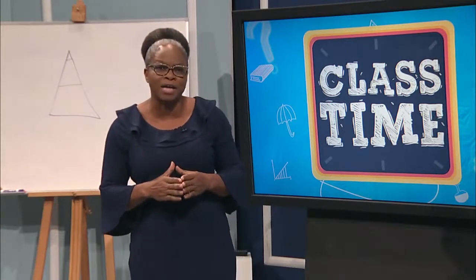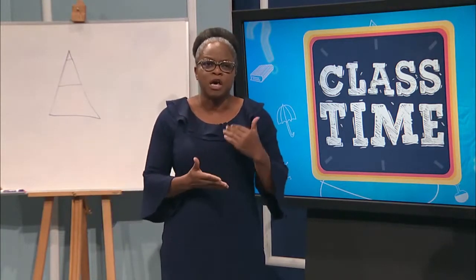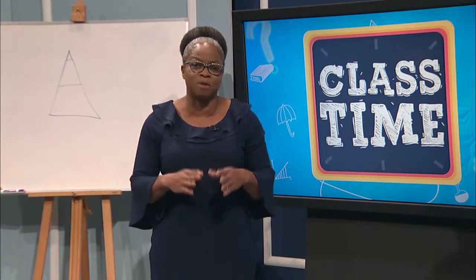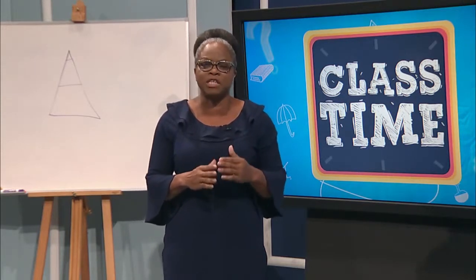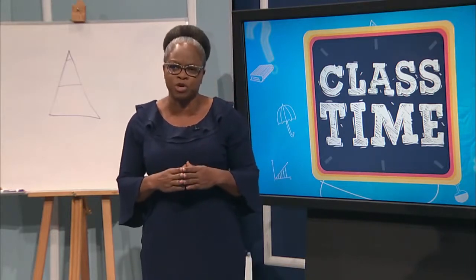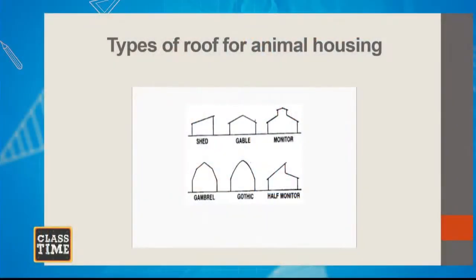Moving on now to look at roofing, because if we want to protect those animals from adverse weather conditions, we must have proper roofing. These are some roofing we use in our region. We have what we call the shed roofing, which some farmers refer to as lean-to roof. We have the gable roof, monitor roof, gambrel, Gothic roof, and also half monitor. These are just a few examples of the roofing we can put over the house of our farm animals.